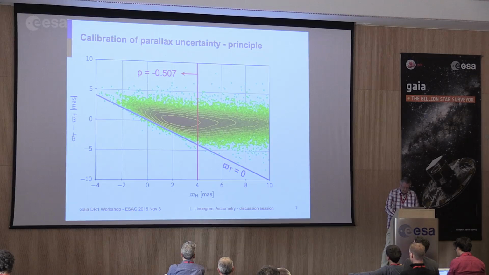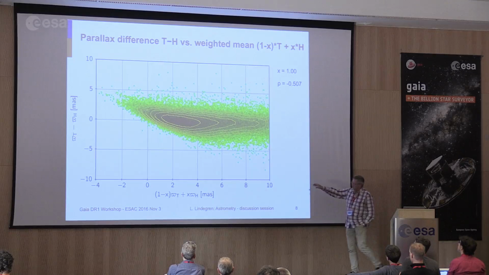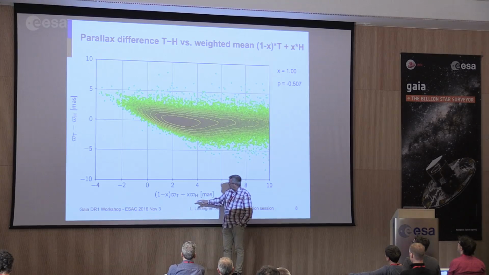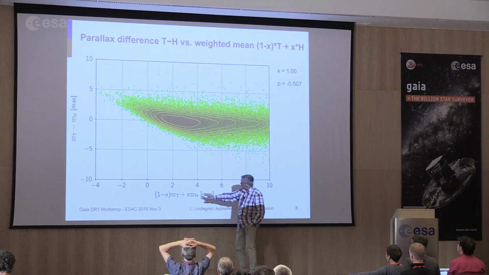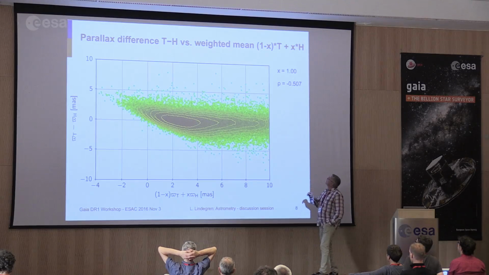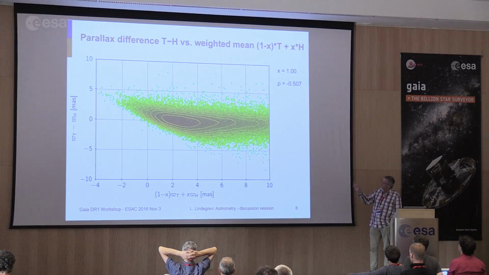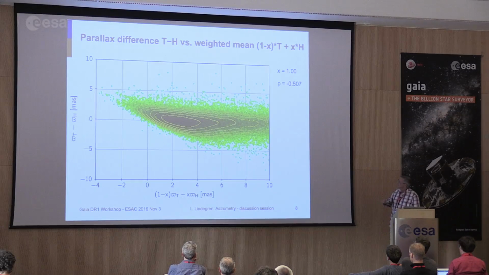Now, let me generalize this diagram a little bit by plotting not the Hipparcos parallax here, but the weighted mean of the Gaia and Hipparcos parallax, where the weight factor for Hipparcos is called X, and for Gaia 1 minus X. So X can vary between 0 and 1. In this case, it is 1, which means that we have the Hipparcos parallax on the horizontal axis, and we always have the difference in parallax on the vertical axis. So to the left of 4 milliarcsecond, we have a correlation coefficient of minus 0.5.